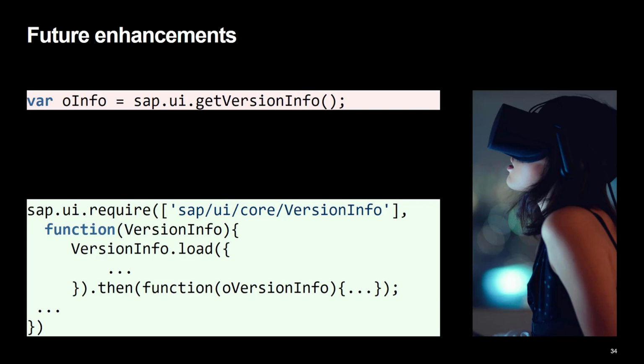As I said, we want to avoid globals, and if you think it through, we want to get rid of anything that is sap.ui.getCore or getVersionInfo. They have to go. The only things that will stay are sap.ui.require and sap.ui.define, and everything else is depending on that. So this is already merged in the latest build, I think. This is old style. We don't want to use globals anymore. You have to require it, and when it's loaded, then you can consume it.